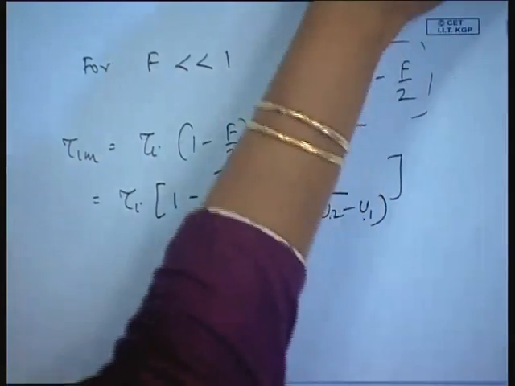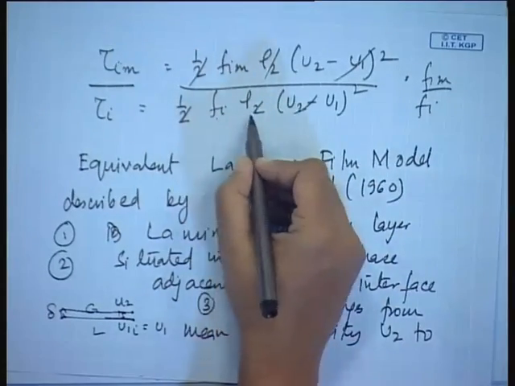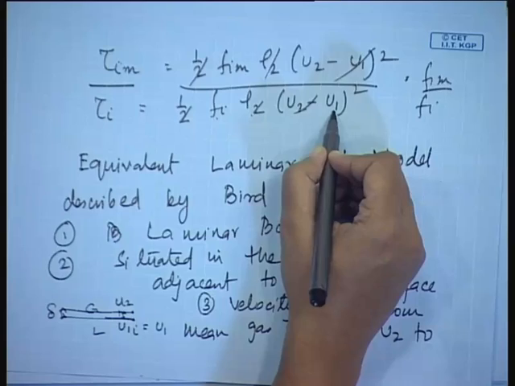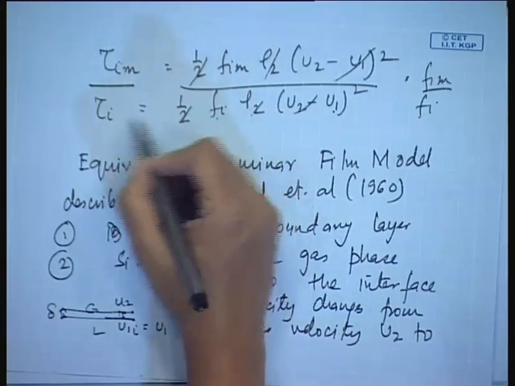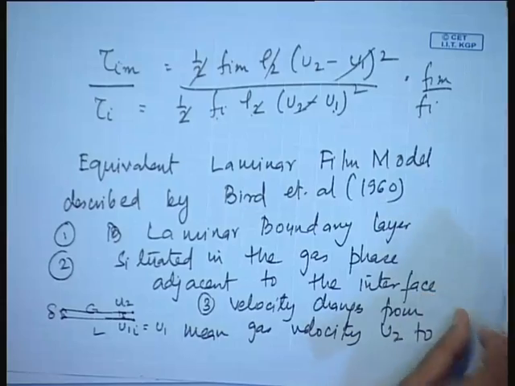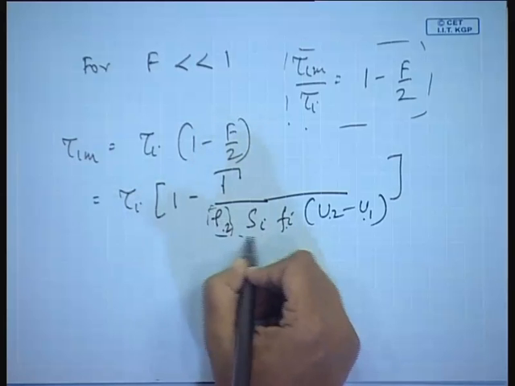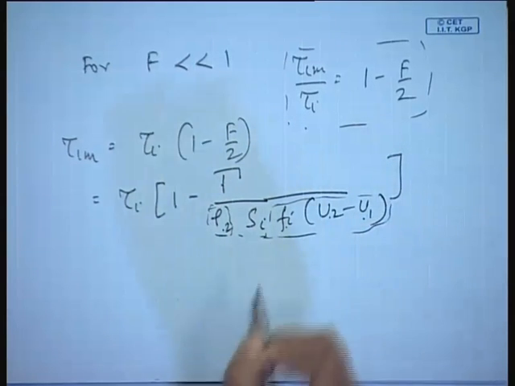If you see here, your rho Fi rho 2 into u2 minus u1, what will it be? It will be 2 tau I by u2 minus u1, isn't it? Is this part clear to all of you? So, therefore, what can I do if I consider this rho 2 Fi into u2 minus u1.